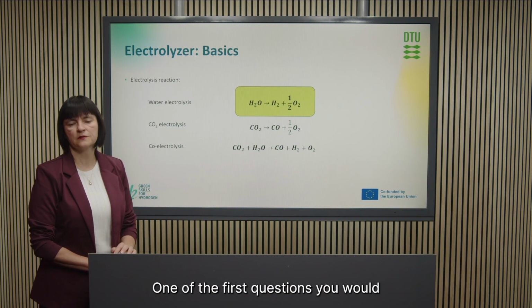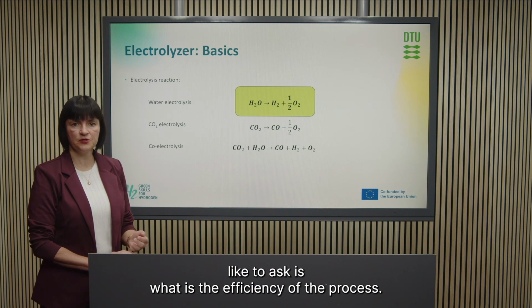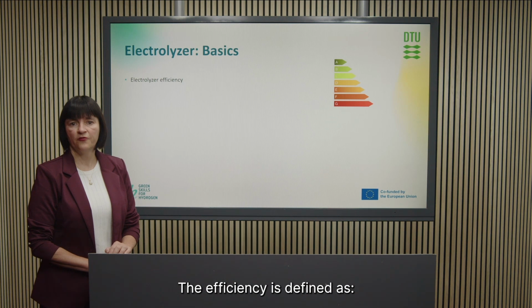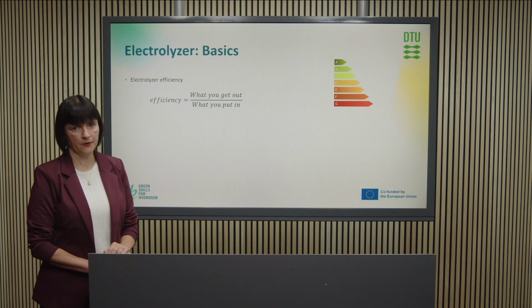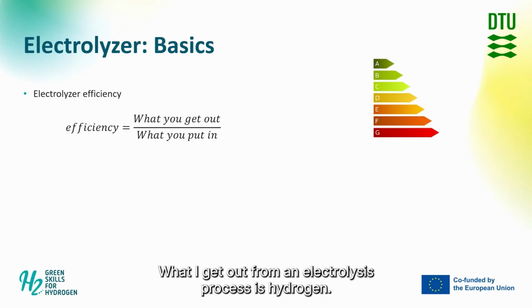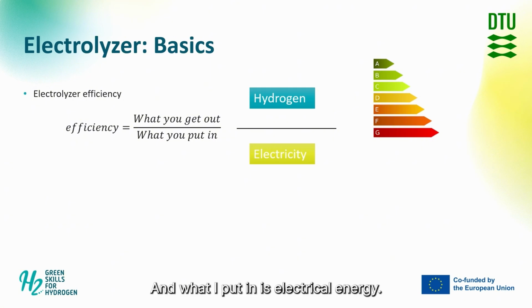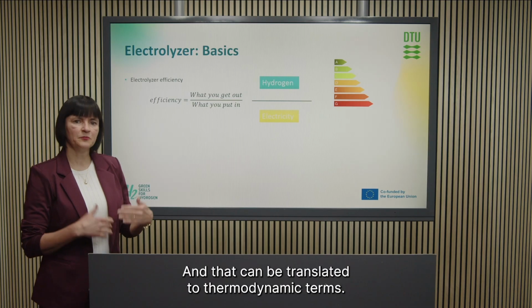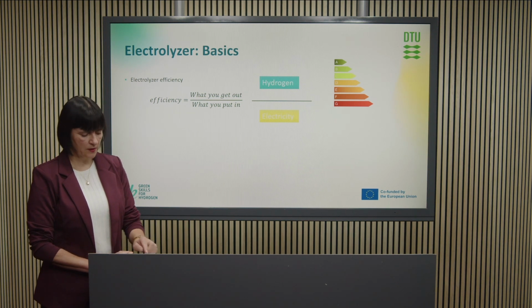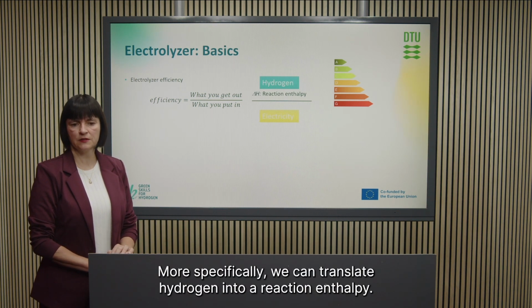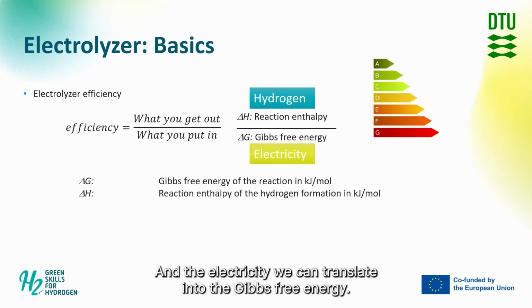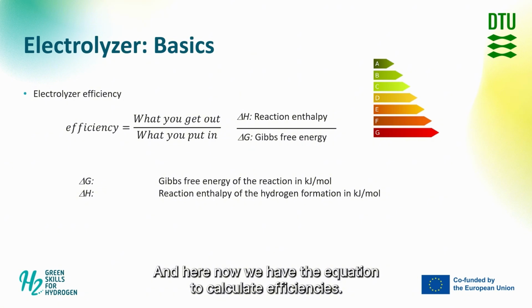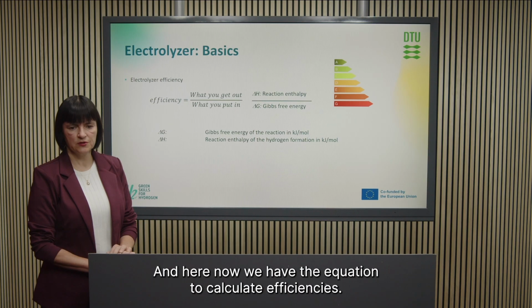One of the first questions you would like to ask is, what is the efficiency of the process? The efficiency is defined as what I get out versus what I put in. What I get out from an electrolysis process is hydrogen, and what I put in is electrical energy. And that can be translated to thermodynamic terms. More specifically, we can translate hydrogen into a reaction enthalpy, that is the energy content, and the electricity we can translate into the Gibbs free energy. And here now we have the equation to calculate efficiencies.